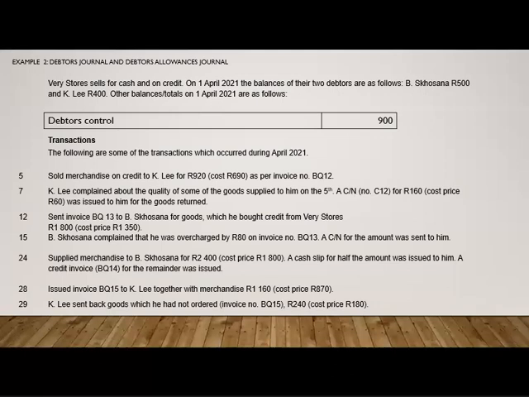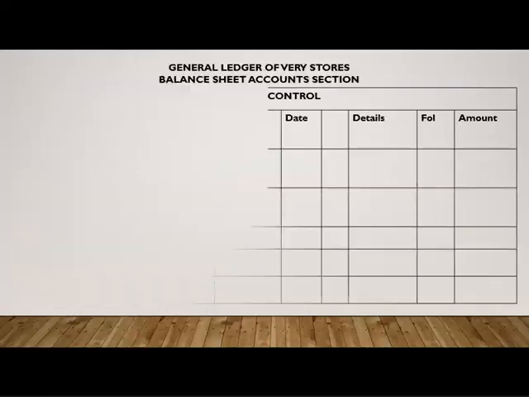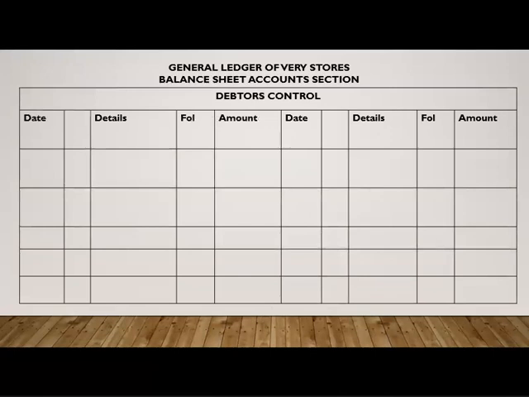I will simply record those three amounts. I will start with my debtors control in the general ledger. Remember, debtors control is an asset account. It goes up on the debit side whenever we sell goods on credit to customers. It goes up at selling price. Okay. Now, the balance on the 1st of April 2021 under debtors control will be that 900 rand.